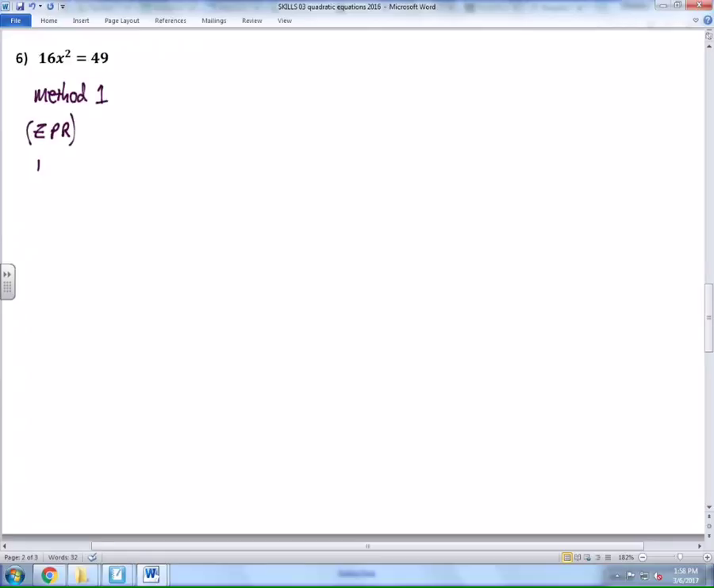Because there's two different ways you could do this. The first is to use the zero product rule, which in this case I prefer because I'd like you to demonstrate what you learned. So zero product rule says I need a 0, and now I need a product. So I have to take 16x squared minus 49 and factor.